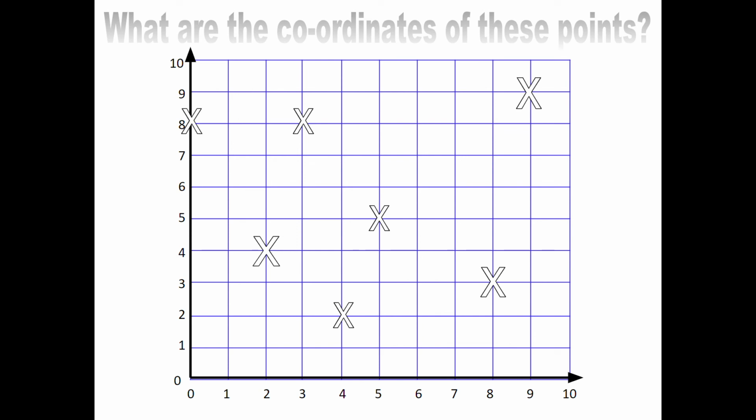And this one, now this one may be tricky. You went over 0 and you went up 8. So the ordered pair is 0, 8. What about this one? You went over 10 and you went up 6. So the ordered pair is 10, 6. And this one. You went over 2 and you went up 2. So the ordered pair is 2, 2.